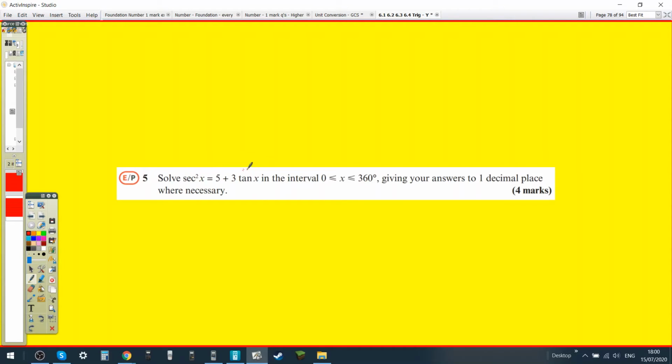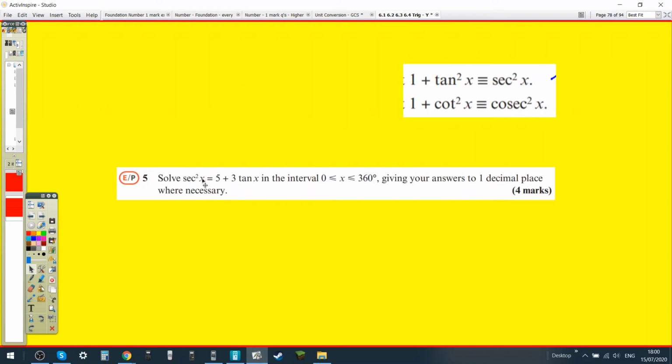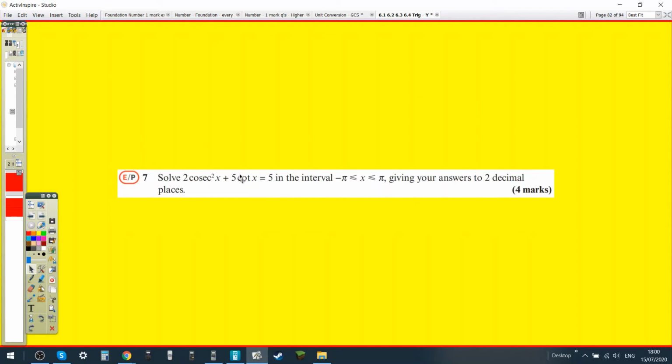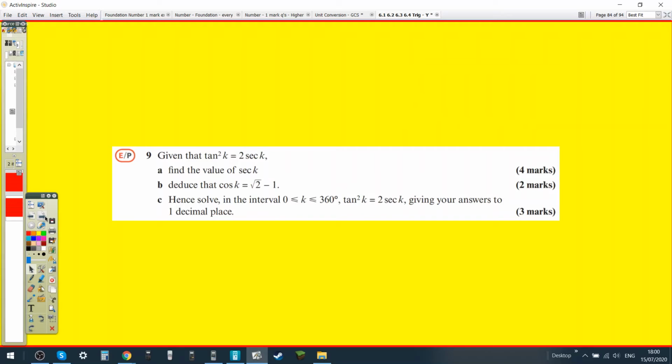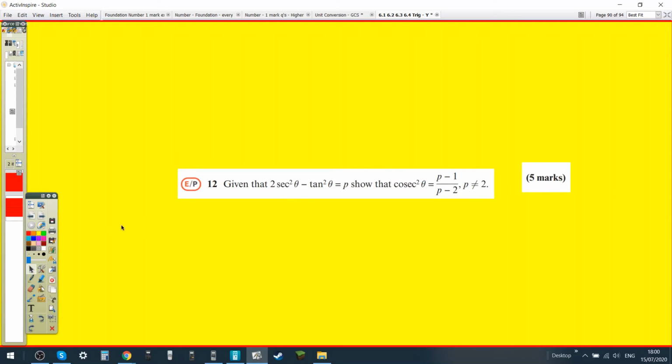Sec squared x is equal to this. So you can see for this next exam question, if you swap sec squared x with 1 plus tan squared x, you've got tan squared x, tan x, and some numbers, and then you solve it like we just did. Here you've got cosec squared x and cot x, same idea. You swap cosec squared x with 1 plus cot squared x, and you solve it the same way. And there are many such examples, and probably some other wacky stuff in there as well.